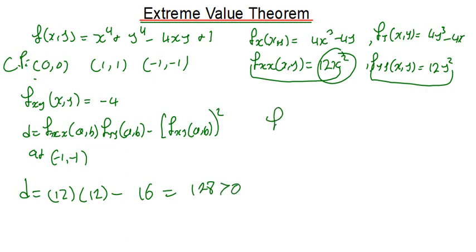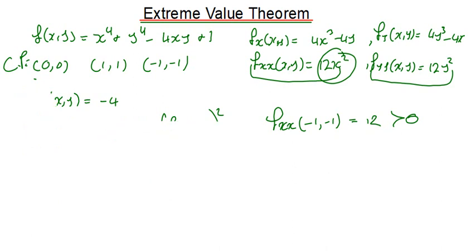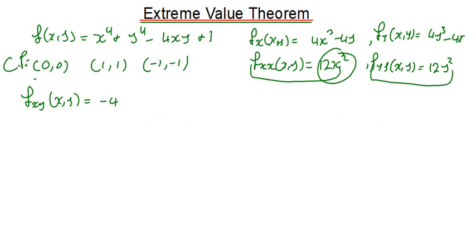If you come here and take f_xx at the point negative 1 comma negative 1, if you put negative there, you're going to get a positive. That would be positive 12, which is greater than 0. Hence, we still have a minimum. So what conclusion have we made here? By applying the second partial test, at 0 comma 0, we have a saddle point.